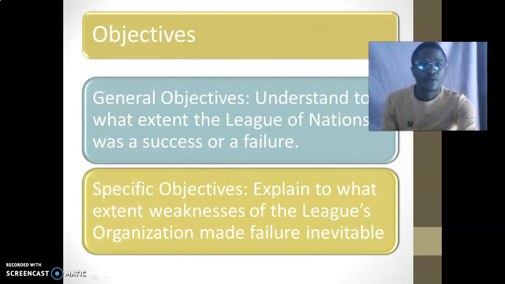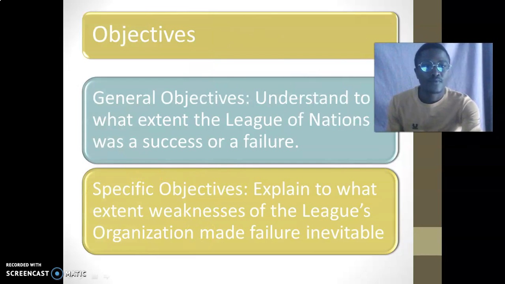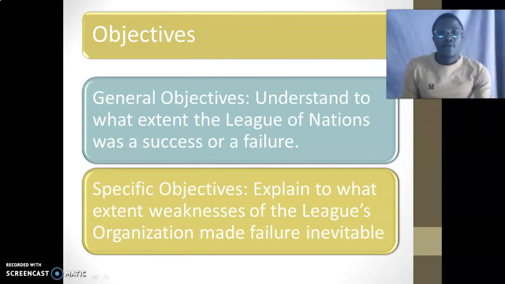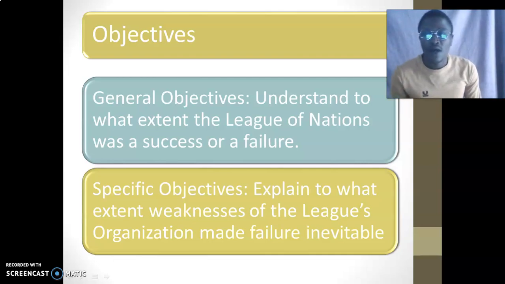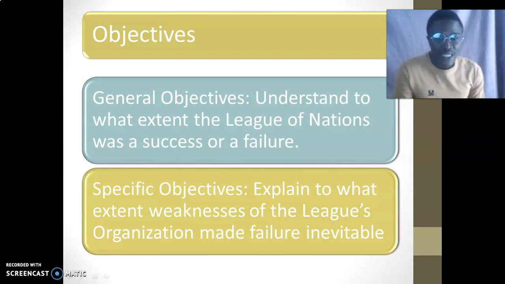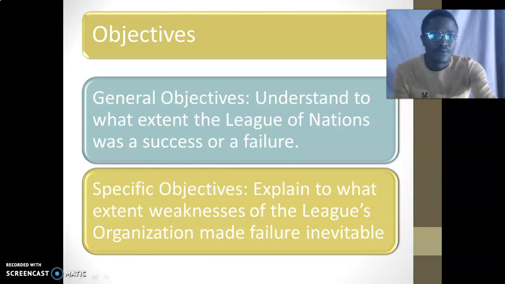Okay, so there we have it. We have our objectives, obviously from the syllabus. We have our general objective, which says understand to what extent the League of Nations was a success or a failure. Then we have our specific objective: explain to what extent weaknesses of the League's organization made failure inevitable.